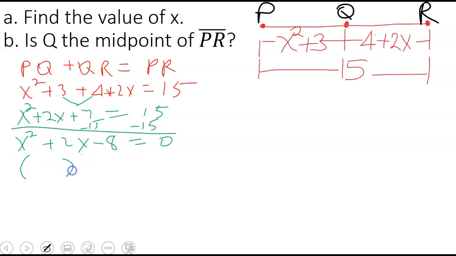Now, what two factors can we multiply and get negative 8, and when we add them, we get 2? Okay, recall how to factor. So it will be positive 4 and negative 2.